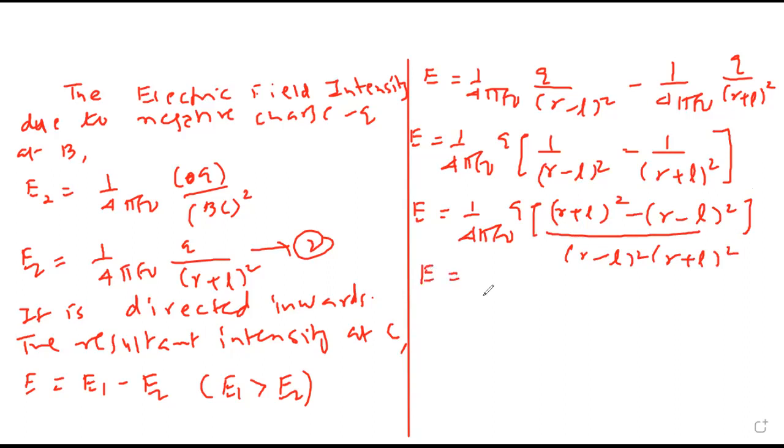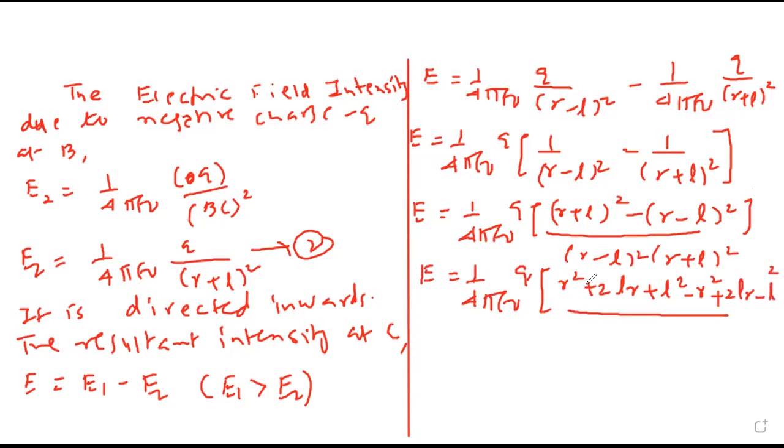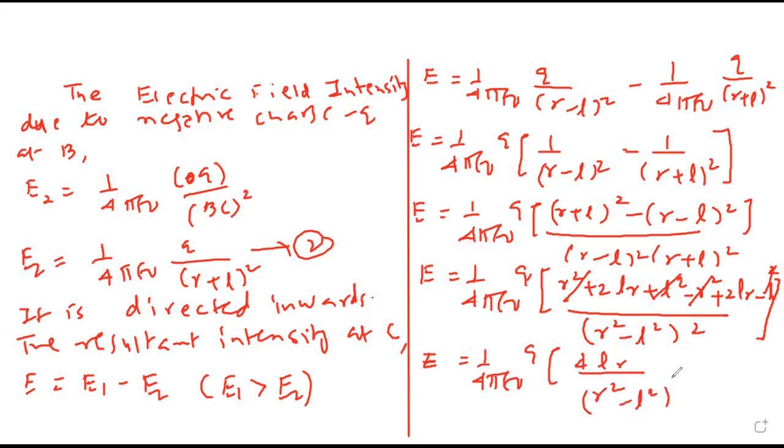So 1 upon 4 pi epsilon naught Q times R square plus 2LR plus L square minus R square, minus and minus will become plus, and here it is minus L square. Upon, A minus B times A plus B is like A square minus B square in power form. R square, L square, L square cancel. E equals 1 upon 4 pi epsilon Q times 4LR upon R square minus L square.